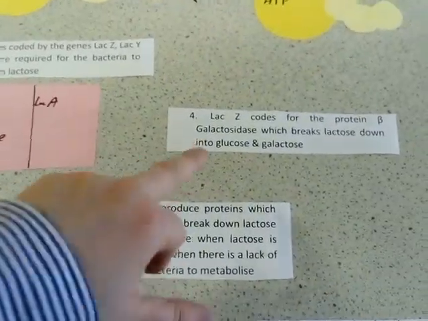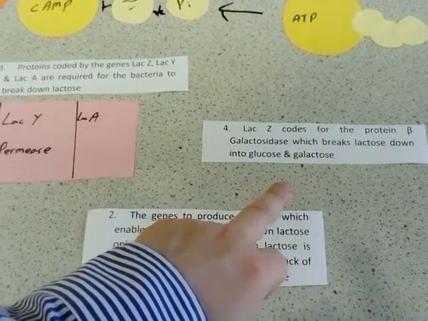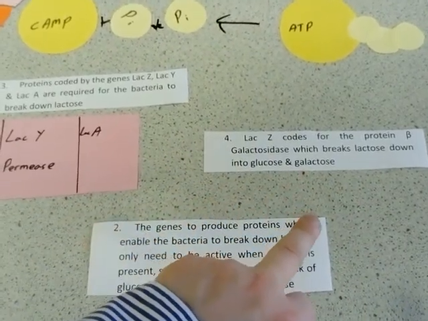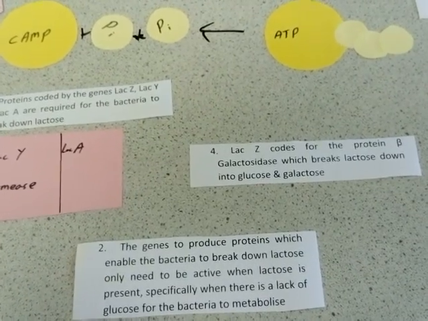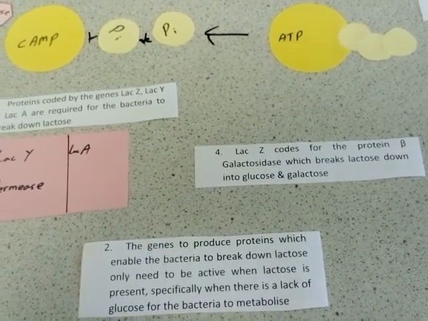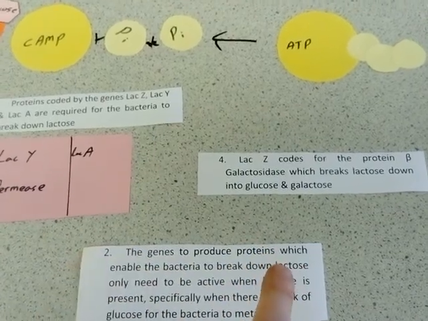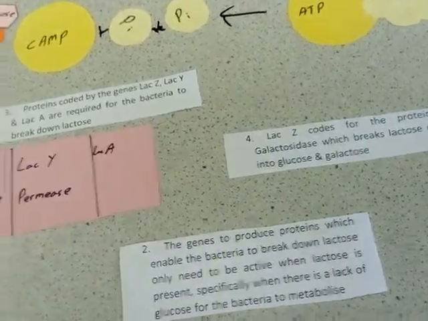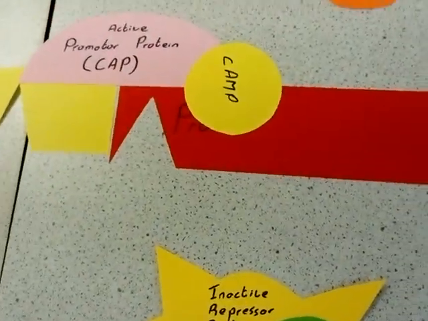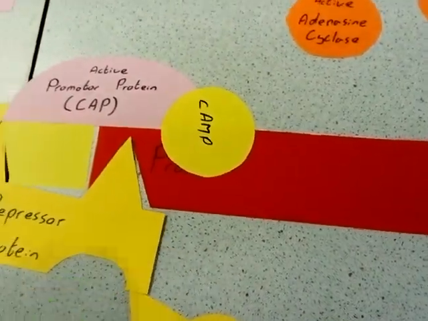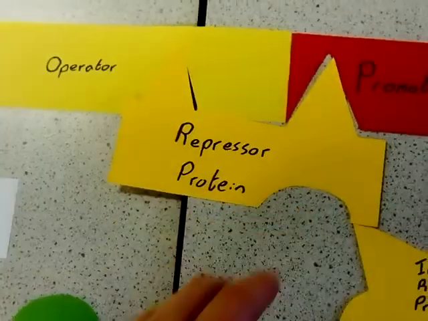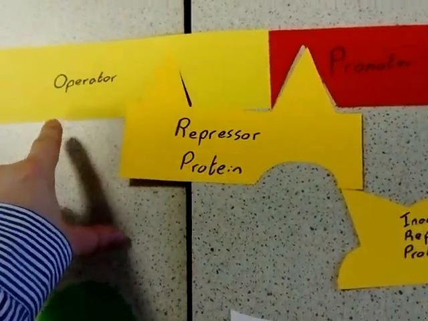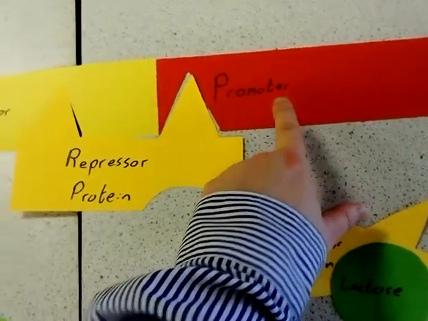So like we said, Lac Z codes for beta-galactosidase that breaks down lactose into glucose and galactose. The bacteria can then use the glucose in respiration. So normally, if there's no lactose present, then the repressor protein is bound to the operator and the promoter region.